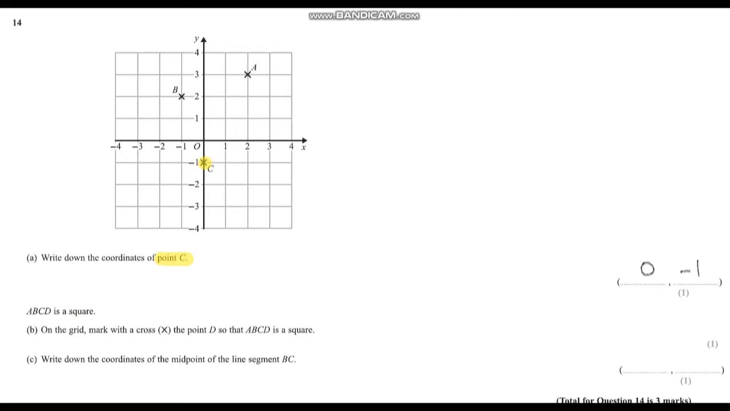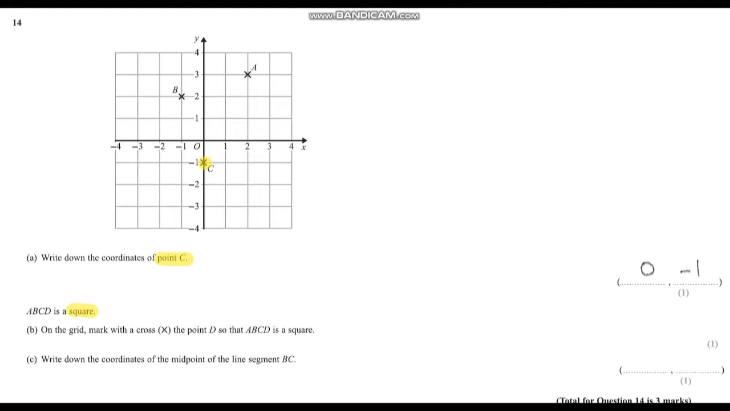Okay, part B. It says ABCD is a square. On the grid, mark with a cross the point D so that ABCD is a square. At the moment, we've got A, B, and C. So to make ABCD a square, D is going to be somewhere over here. So let's just think about exactly where it's going to go. Remember, a square is a type of parallelogram, so the opposite sides have to be parallel.